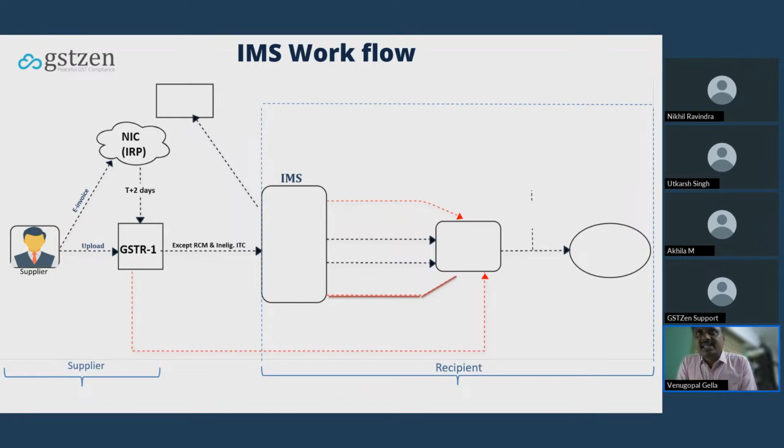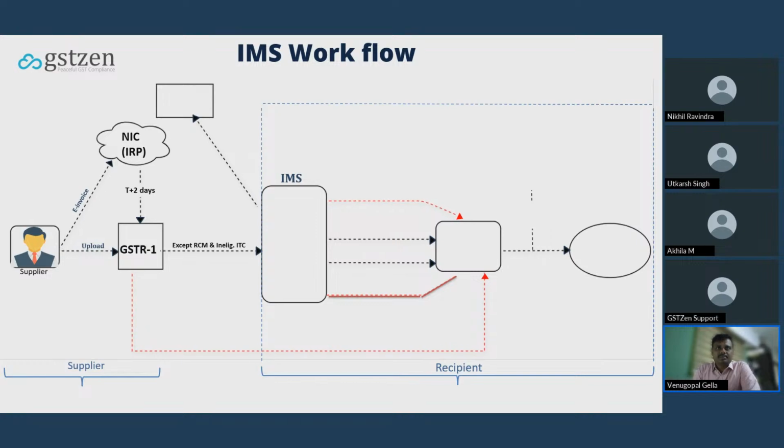Except reverse charge invoices and ineligible ITC, all the records are shown in the IMS. Why are these eliminated? Reverse charge, because the recipient has to pay the tax and take the credit of it. So he would be reporting it in 3.1D and reporting back again in 4A2 or 4A3 of GSTR 3B.